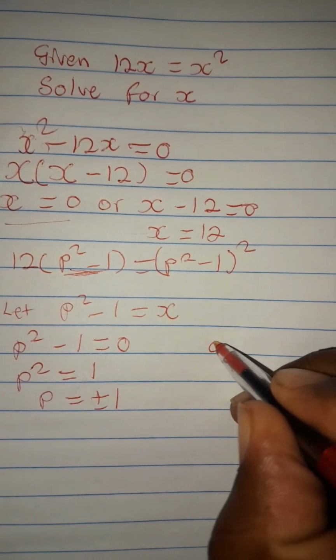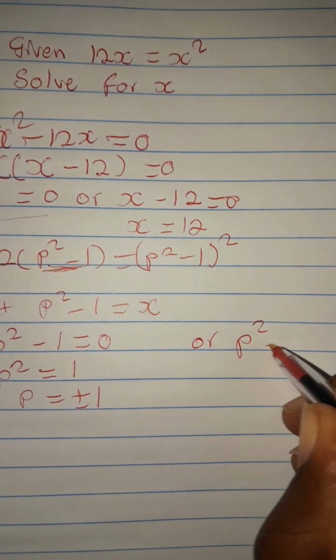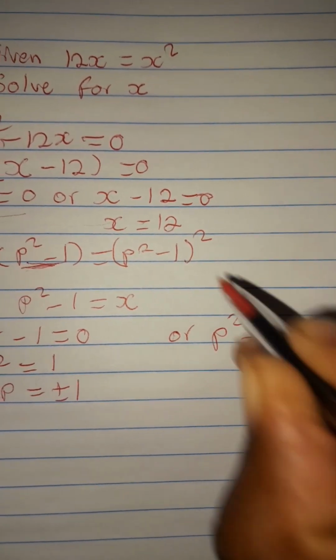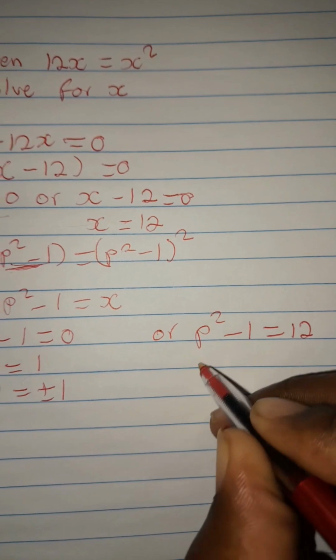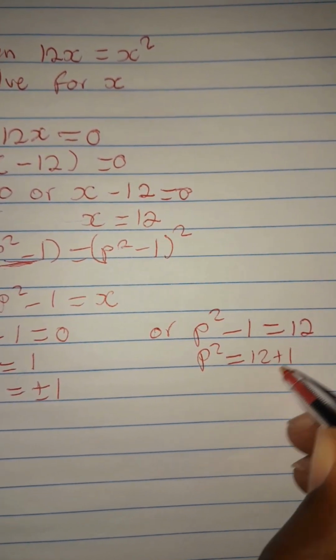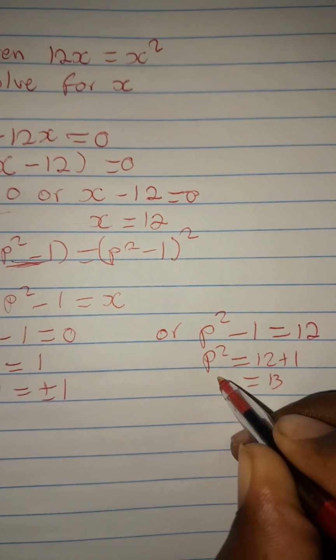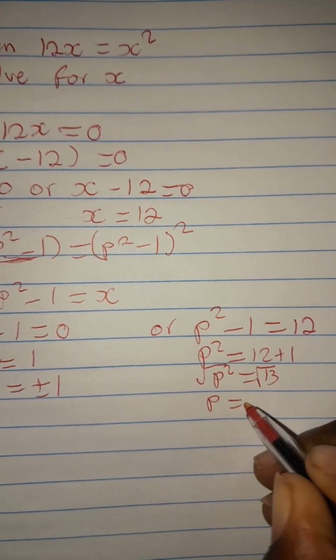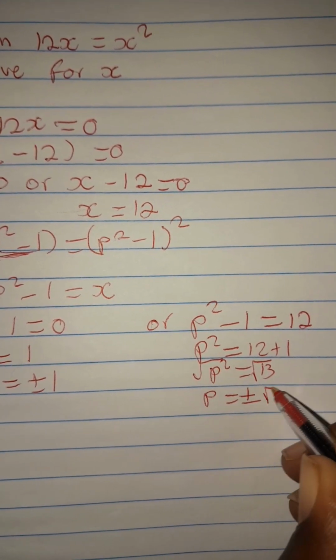Now we could say p squared minus 1 equals, what do we have? 12 as our x value. So take 1 to the other side, p squared equals 12 plus 1, that will be 13. Then the root of p squared will be p. So the root of 13 will be plus or minus root 13.